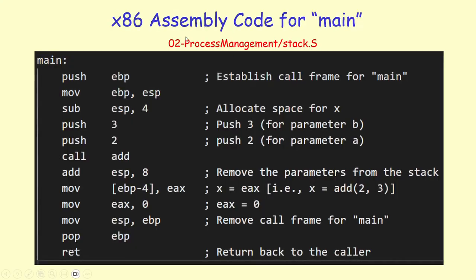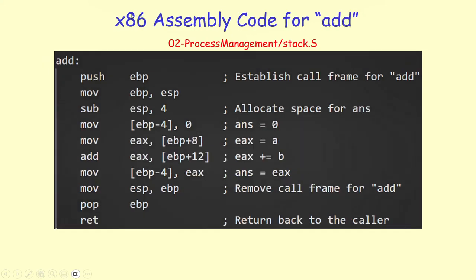So here is the entire set of x86 instructions for the main function. We start by establishing the call frame for main. We push the parameters. We make a call to the add function. After we return, we remove the parameters from the stack, and then store the return value in the local variable x. Put the return value from the main function, 0, into the EAX. Remove the call frame, and then return.